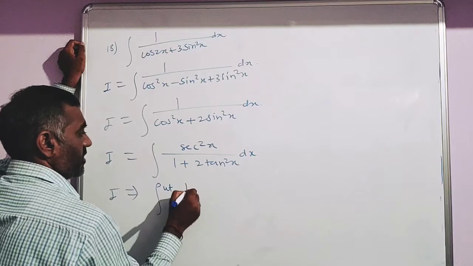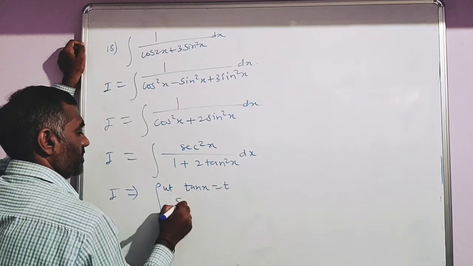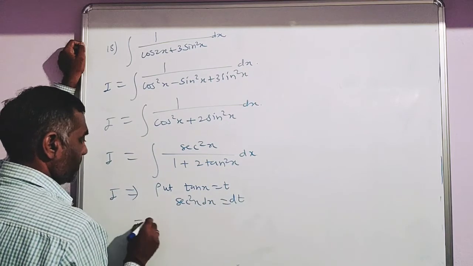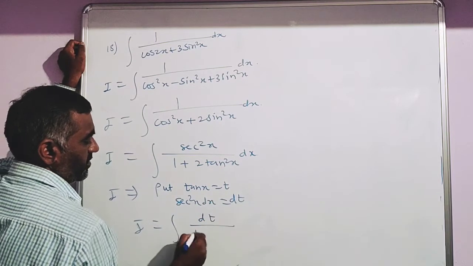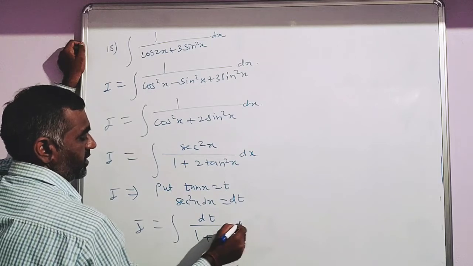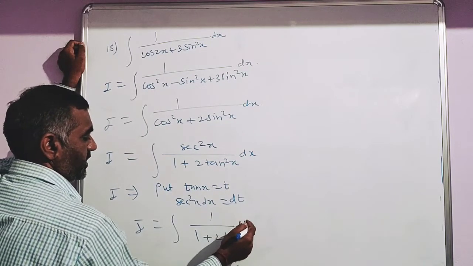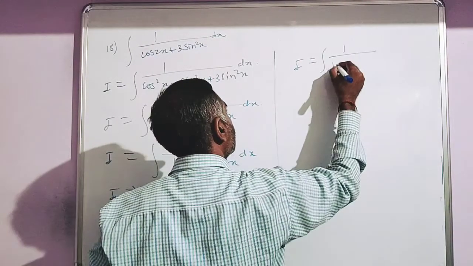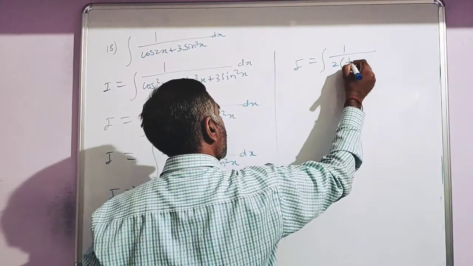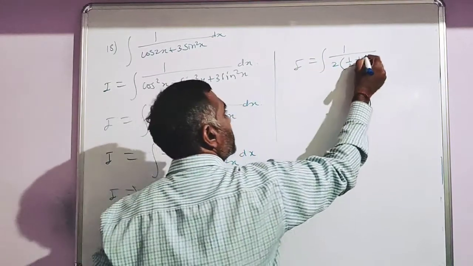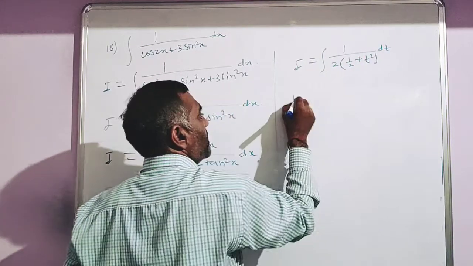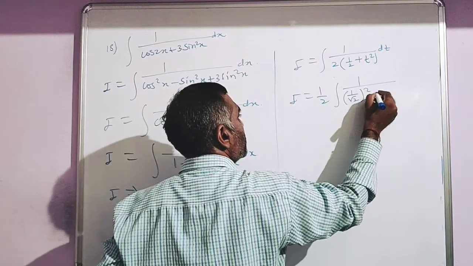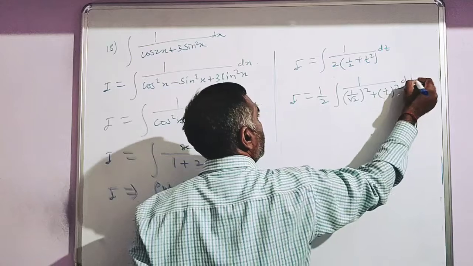Put tan x is equal to t. Sec square x dx is equal to dt. I is equal to integration of dt upon 1 plus 2t square, 1 upon 1 plus 2t square dt. काय होईल परत, I is equal to integration of 1 upon 1 plus 2 कॉमन काढा, 1 by 2 plus t square dt. I is equal to 1 by 2 into integration of 1 upon 1 by root 2 whole bracket square plus t square dt.